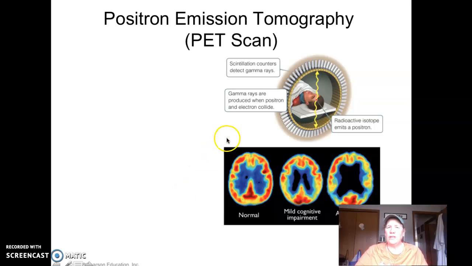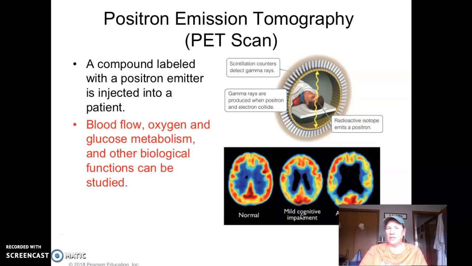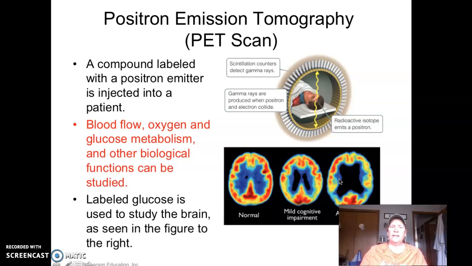So again, they use a positron, and the electrons collide to get that, and then they take pictures using that, but you can't use it unless you use that. So a compound labeled as a positron emitter is injected into the patient, and then they watch blood flow. They look for oxygen, they can look for glucose metabolism, other biological functions, whatever. And in your brain, it would be blood flow. Okay. And then if they have it labeled, then they can use it.